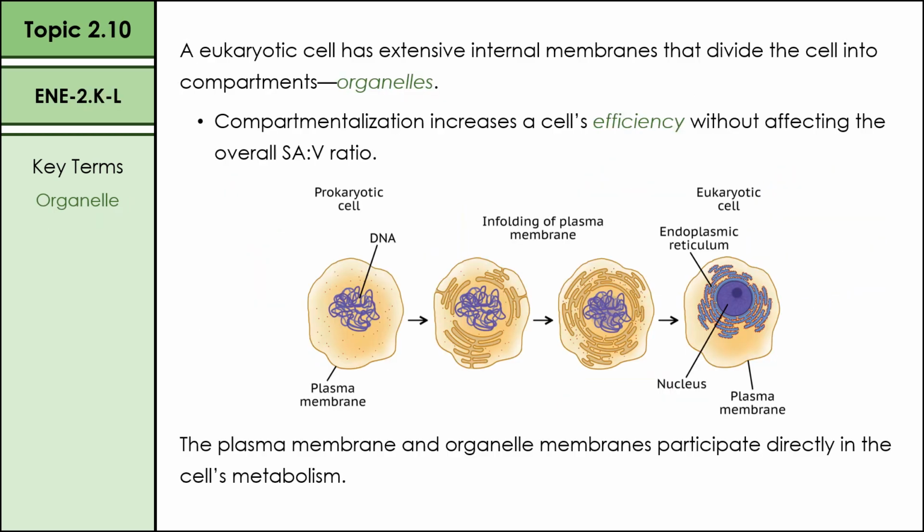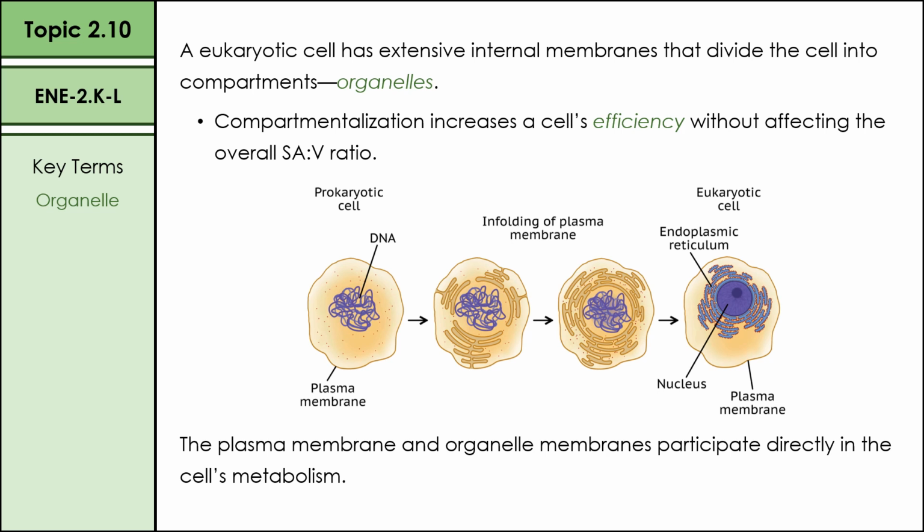Another way that cells can effectively get around this idea of limited surface area to volume ratios is that they can divide their cell into smaller compartments, which we term to be organelles. Now, the majority of organelles that we are going to look at are membrane bound, so they are composed of the same sort of membrane that we find surrounding our cell. This compartmentalization increases our cell's efficiency without affecting the overall surface area to volume ratio because we are not limiting the surface area of the cell itself, just the internal structures.